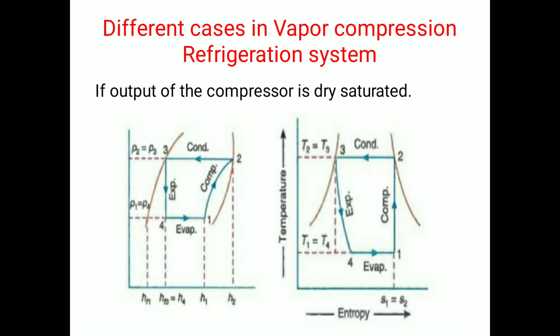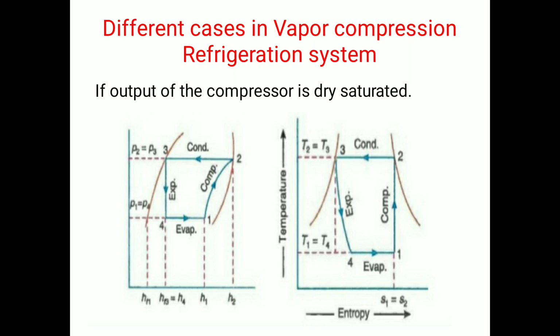The first case is if the output of the compressor is dry saturated. In the ideal case, the output of the compressor is at the superheated stage. But here it is dry saturated, that is point 2. You can see point 2 will be on the saturation curve. So point 2, the output of the compressor, is a saturated vapor. So this is the case if the output of the compressor is dry saturated.